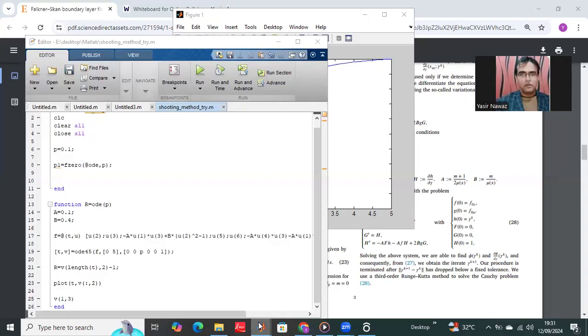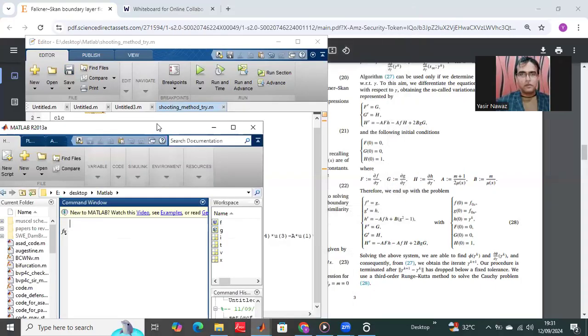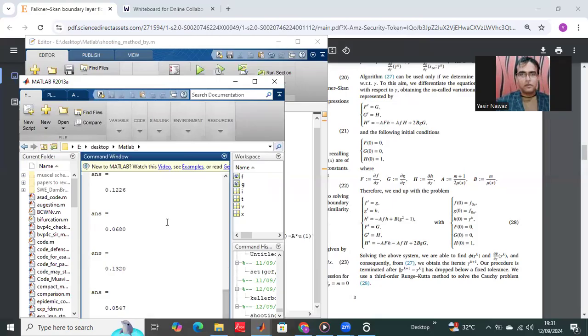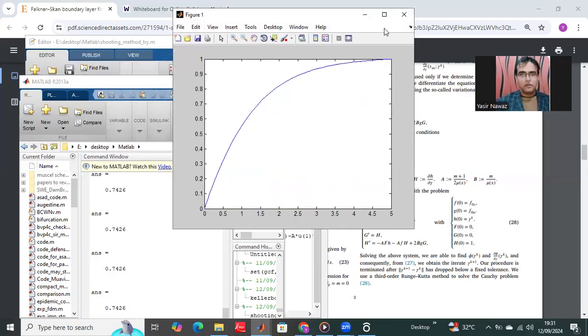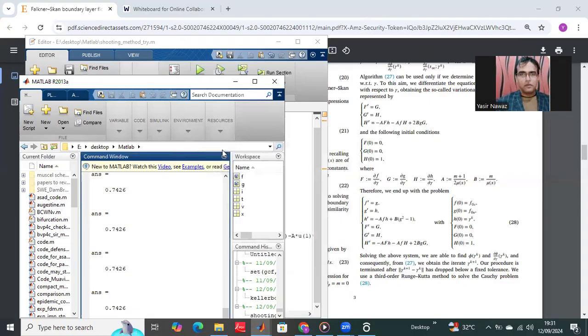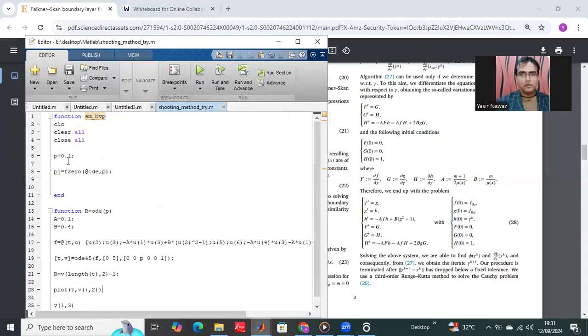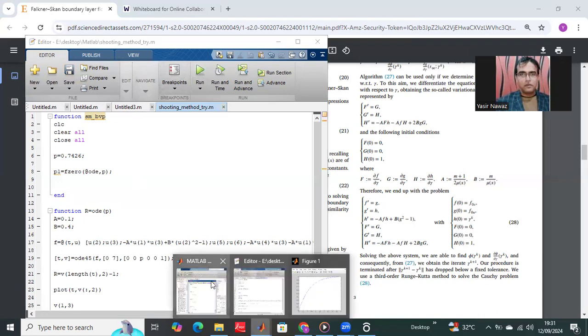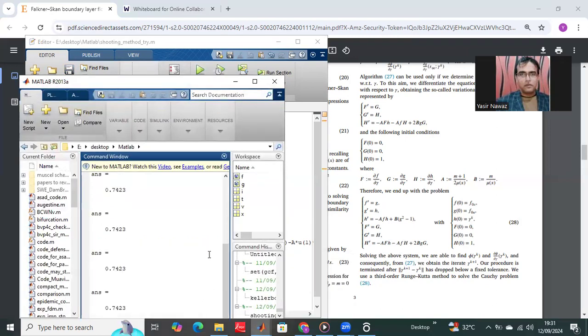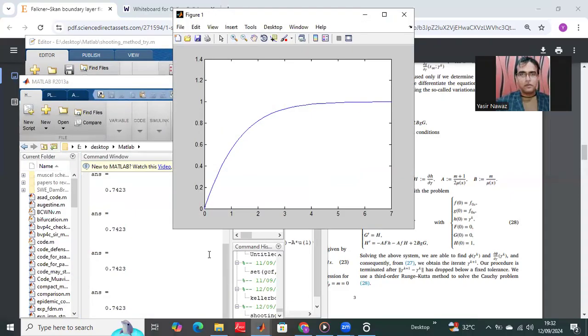I checked the value. What is the value of the double derivative? It gives 0.7426. So if I modify the initial guess with this, and now use a little larger domain, then I have to see what happens. Yeah, now it's converging on the large domain because I changed the initial guess. Now that initial guess is working properly on this domain.